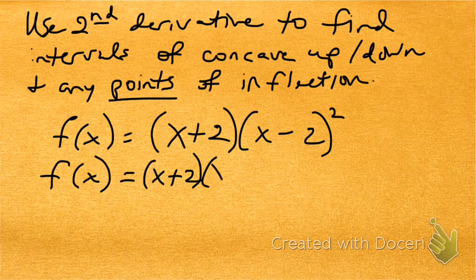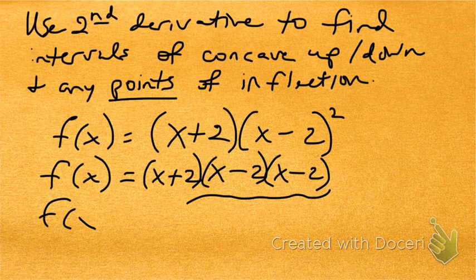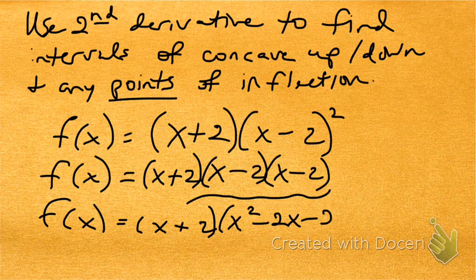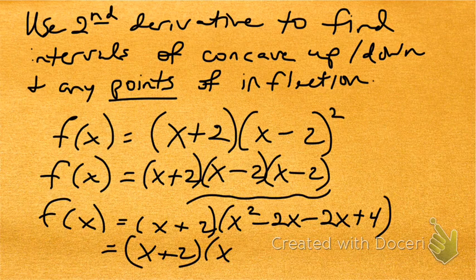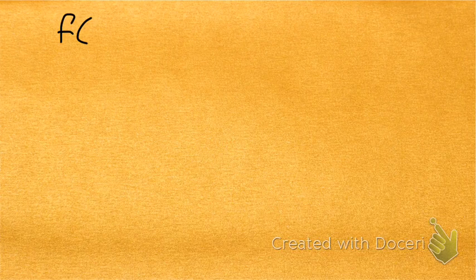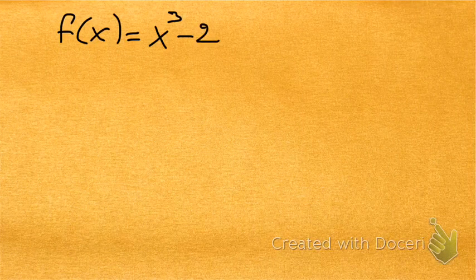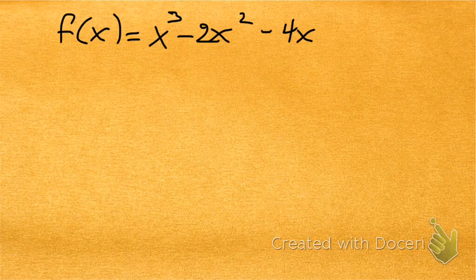This is x plus 2 times the square of x minus 2. Now let's use just two of these at a time with FOIL. So that gives us x squared minus 2x plus 4. We're going to multiply this all out some more. After we clean it up a little, x squared minus 4x plus 4. Continuing to rewrite that function, what we've got ends up being x cubed minus 2x squared minus 4x plus 8 once we combine our like terms.